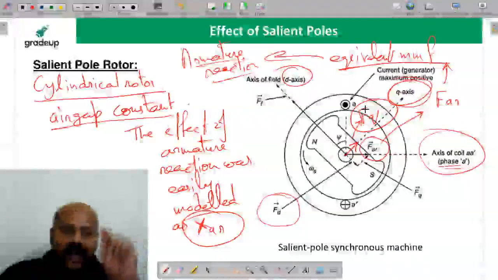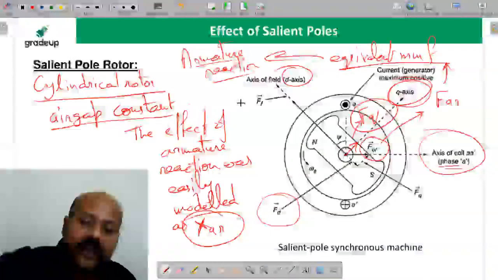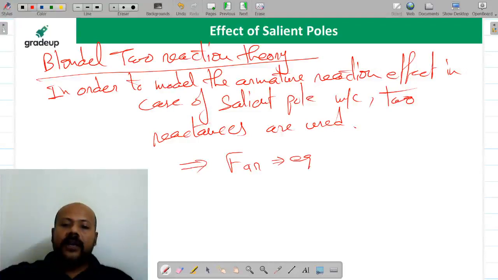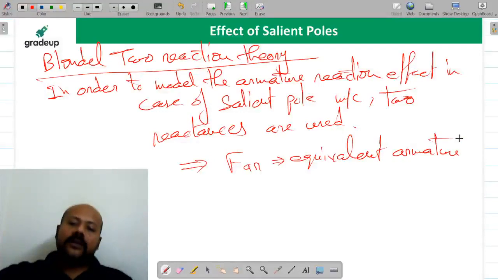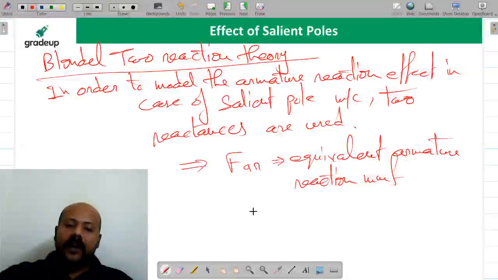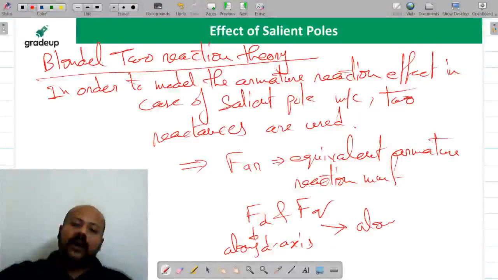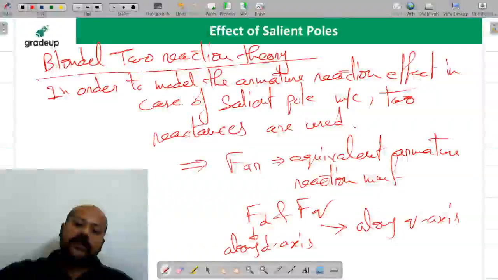Now beta, again I am repeating, I am just writing it here so that you can note it down. What we are going to do, the FAR, that is the equivalent armature reaction MMF, is divided into two parts, okay, FD and FQ. FD along the D axis and FQ along the Q axis.